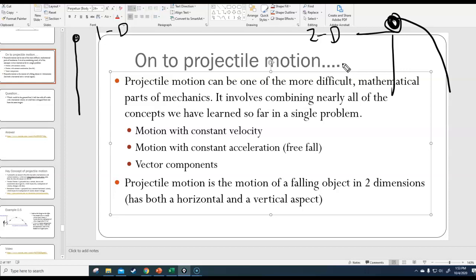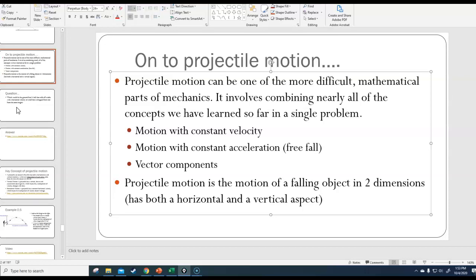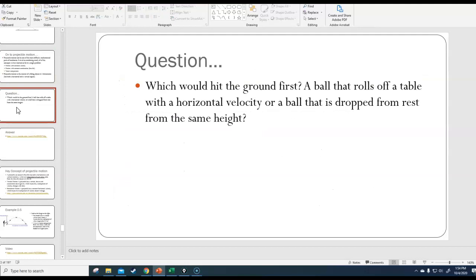The horizontal aspect is the motion of the ball going horizontally, that means to the side, and the vertical aspect is, of course, the ball that is in free fall, which we've done those two things separately before. And now we're going to do them in combined problems. So, first of all, let's answer this question.